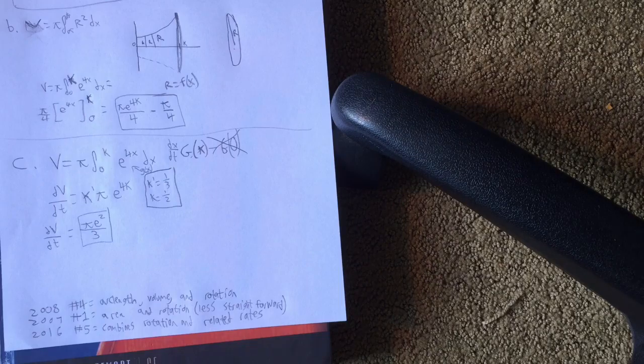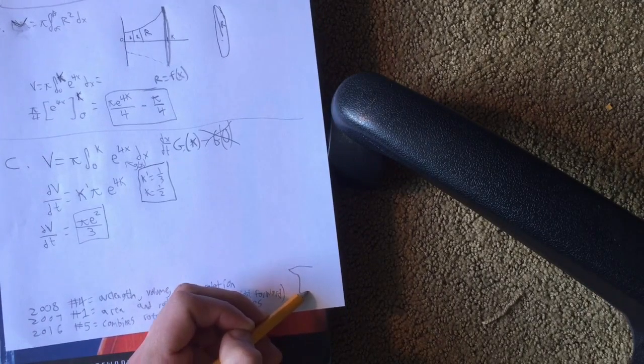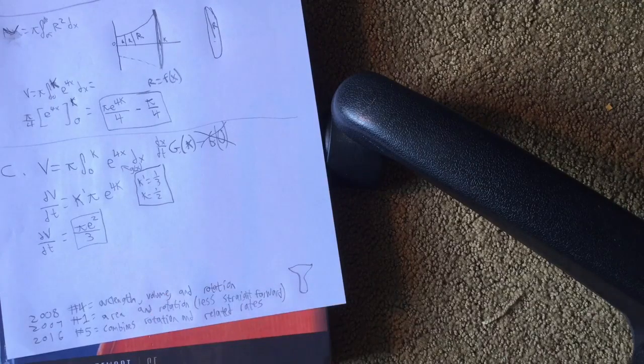Then 2016 number 5 was also really good like this. It combined rotation and related rates. Remember, it was that funnel problem where the funnel was decreasing in height. Oh, that was a bad drawing. Where you have to rotate it and do related rates and all that.